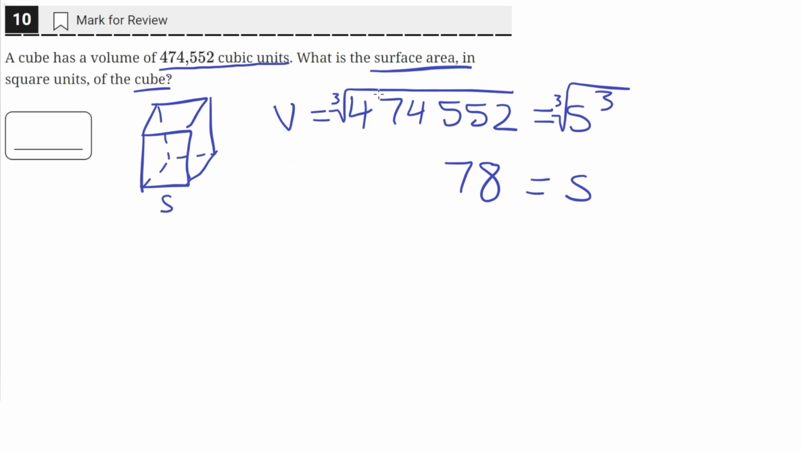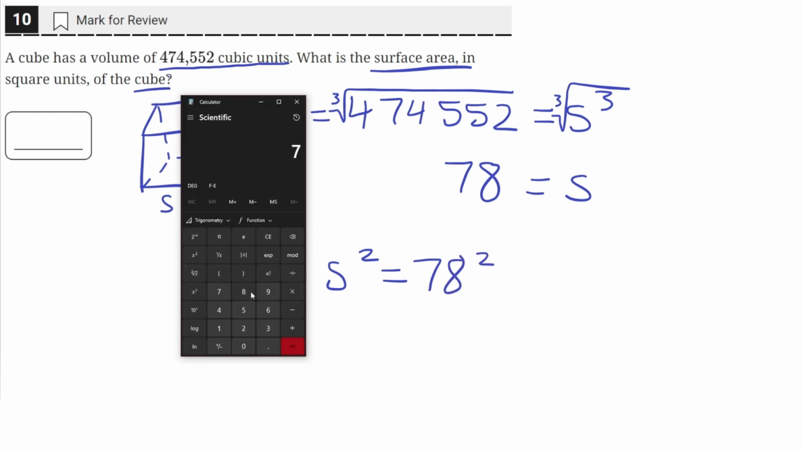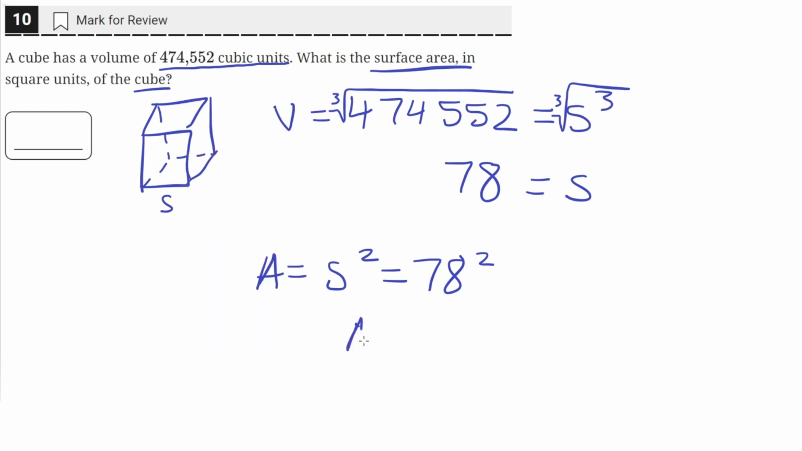And we can just use that to find the surface area of a cube. So the area of one side of a cube is just equal to side squared. So that's just going to be 78 squared. So 78 times 78 is equal to 6,084. So the area of one side is just 6,084. But we know that a cube has 6 sides. So the surface area of the cube is just 6 times the area of one side. So the surface area, we'll call that SA, is just equal to 6 times the area.